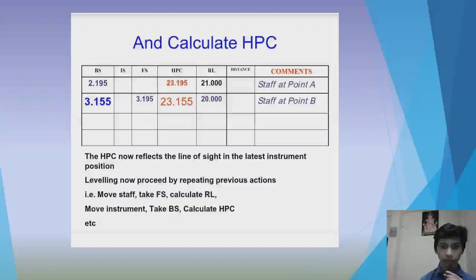Leveling is now processed by repeating previous actions. Move staff, take foresight, calculate the reduced level. Move instrument, take BS. BS means backsight. Calculate HPC. HPC means horizontal plane collimation, etc.